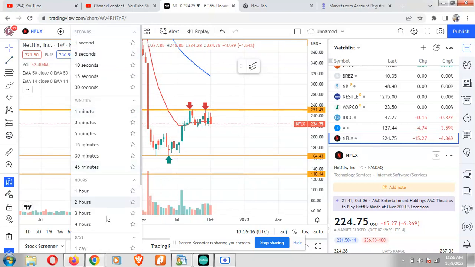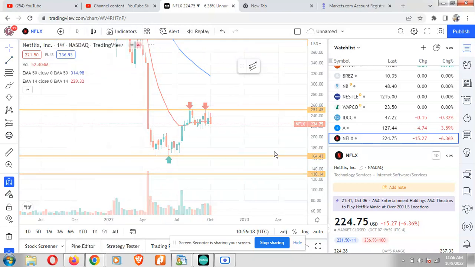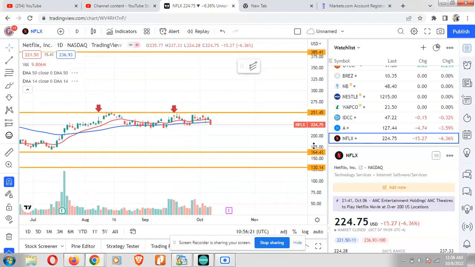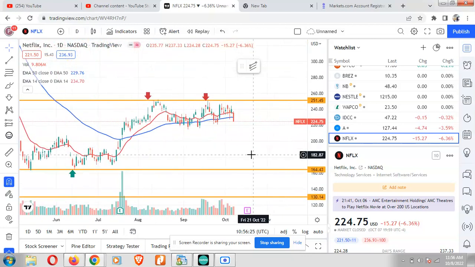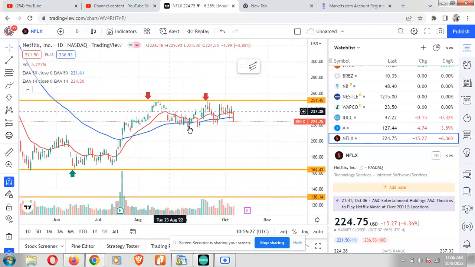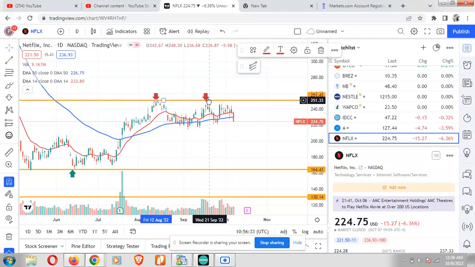Let's go back to the daily time frame. Okay, here is the daily time frame. What are we seeing here? Price wants to actually drop down. You can see the area of resistance here. Price wants to drop down.